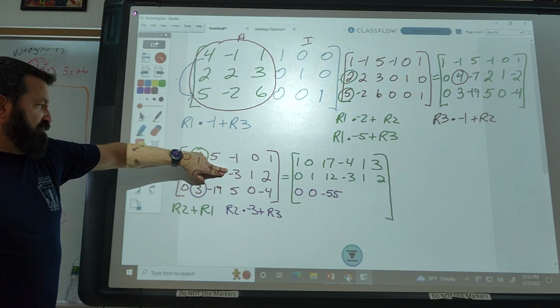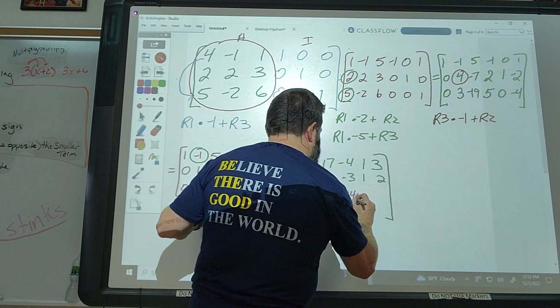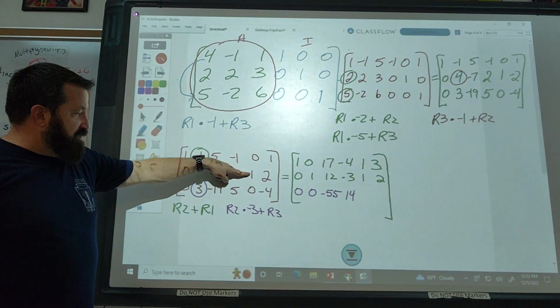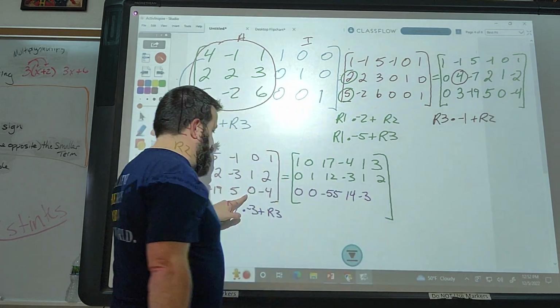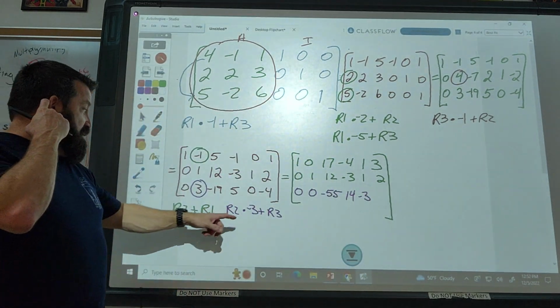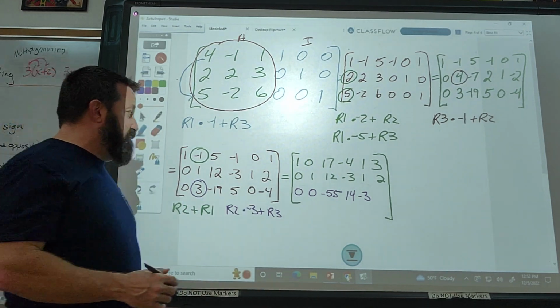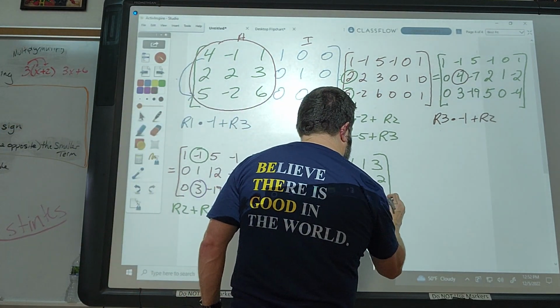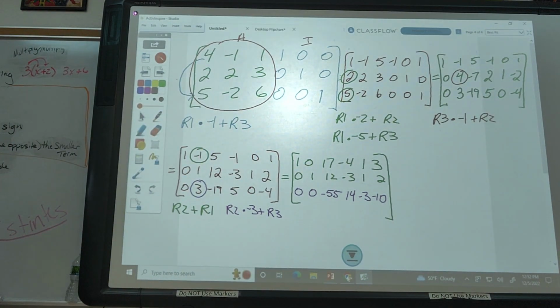Negative 3 times negative 3 is a positive 9. Plus 5 would be 14. 1 times negative 3 is negative 3 plus 0 is a negative 3. And then 2 times negative 3 plus a negative 4 is a negative 10. Okay, are you with me?